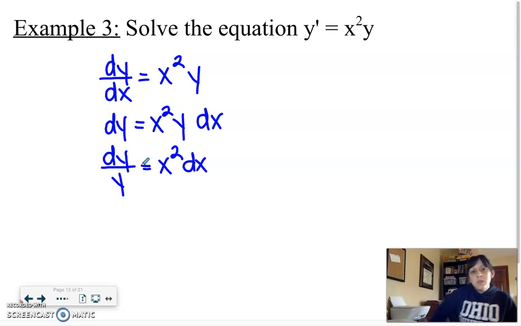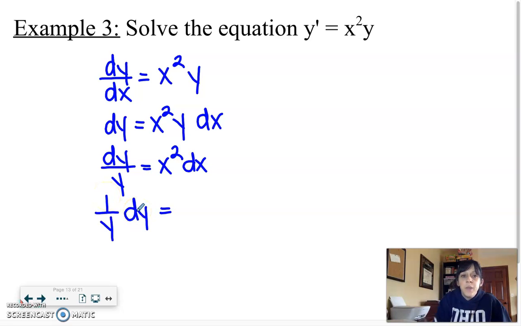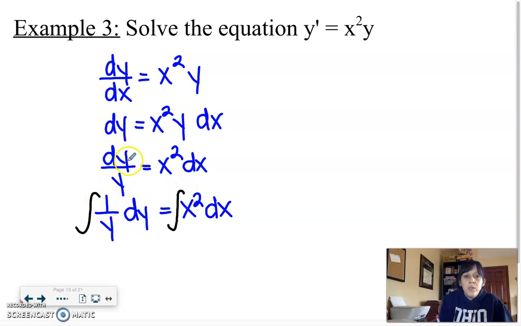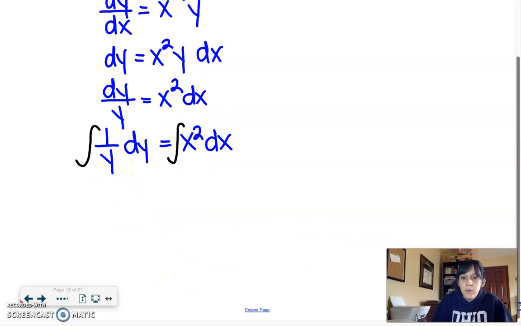And what I would prefer to see is the dy and the y in their own separate things. So I'm going to split it, and I'm going to say instead of dy over y, I'm going to call it 1 over y dy and x squared dx. Okay, and the reason for that is because I know my next move is going to be to integrate, and it would be confusing to integrate dy over y. Instead, if I split it up into their own two little things, then when I integrate, I'm just integrating 1 over y.